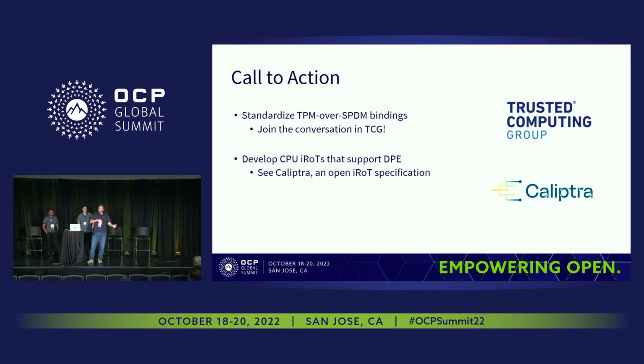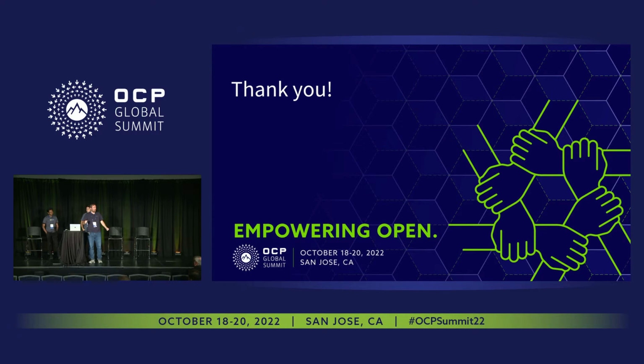Also, on the CPU side, we need to start developing and deploying IROTs that speak DPE to participate in this flow. One example of such an IROT would be Calyptra. So we fully intend Calyptra to be a standard open source implementation of an IROT that speaks DPE and will facilitate this flow. And with that, thank you for your time, and let's see if there are any questions.